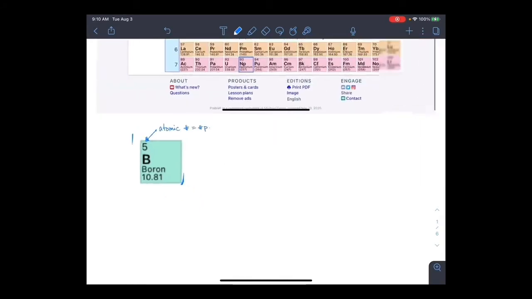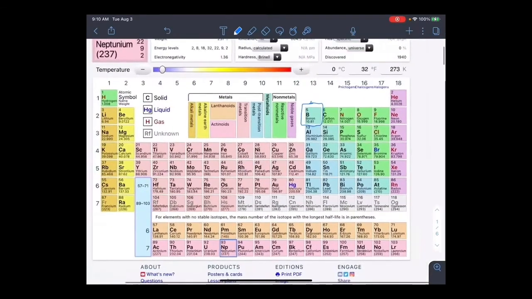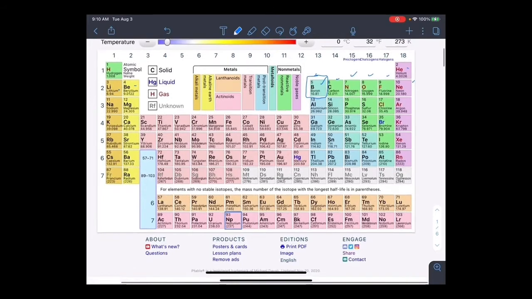And if I look back at the periodic table, this is arranged by atomic number. I see 1, 2, 3, 4, 5, 6, 7, 8, 9, 10, etc. That's the atomic number. That's the number of protons.